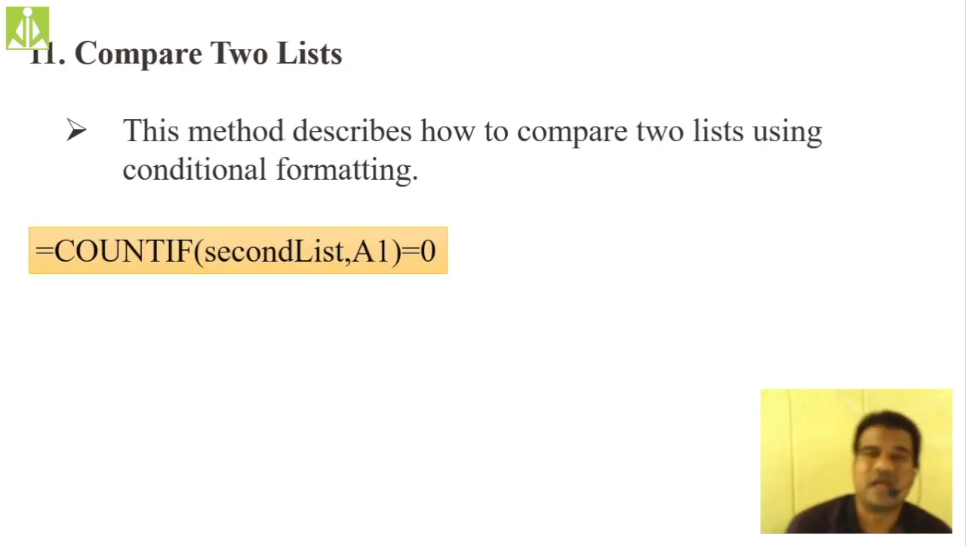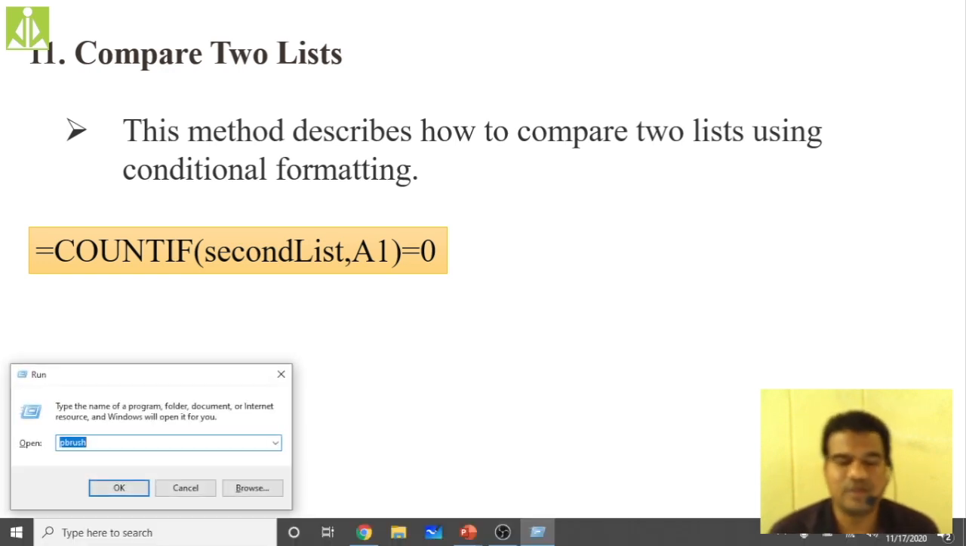So then, comparing two lists. If you have two lists, how can we perform the comparison operation between them, how can we find the duplicates, and how can we find the older values and newer values inside our two lists? That we will see in today's session. This method describes how to compare two lists using conditional formatting. So for that I will open the Excel document.